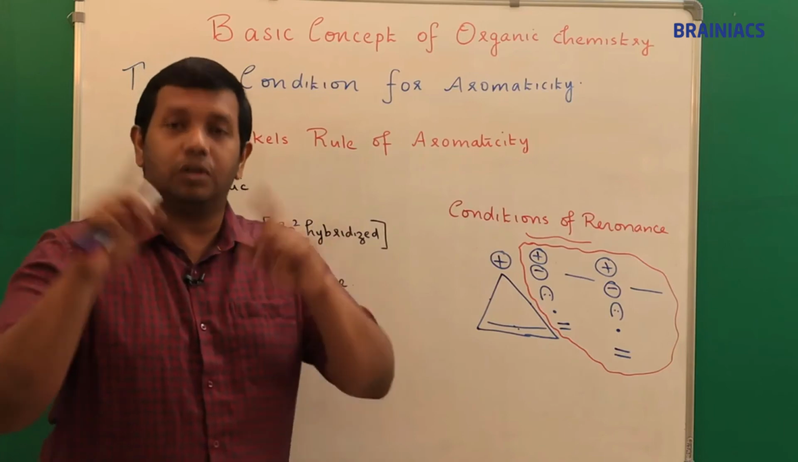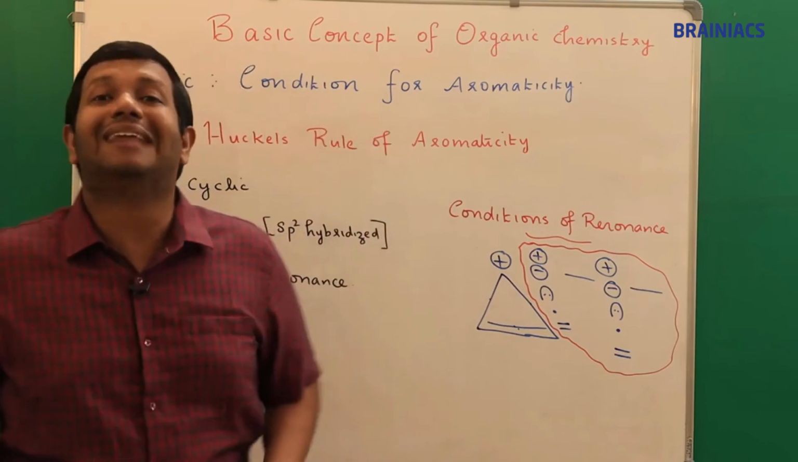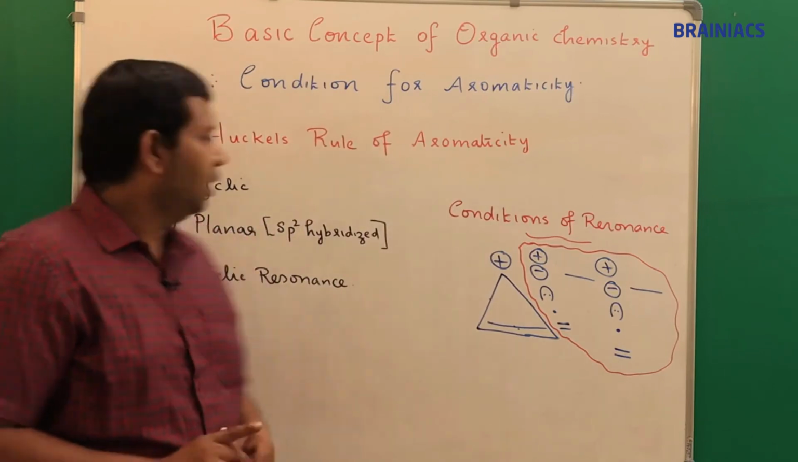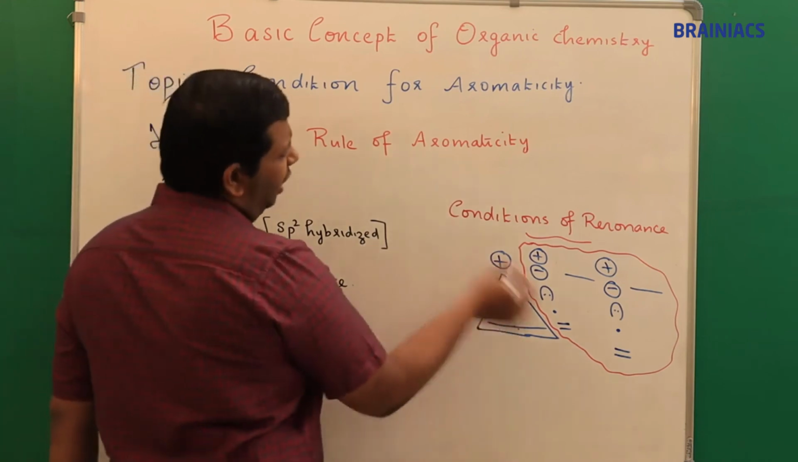And if this alternation is present throughout your cyclic ring, then we call that cyclic resonance. Now you tell me, apply this rule. I can start here. Anywhere you can start.